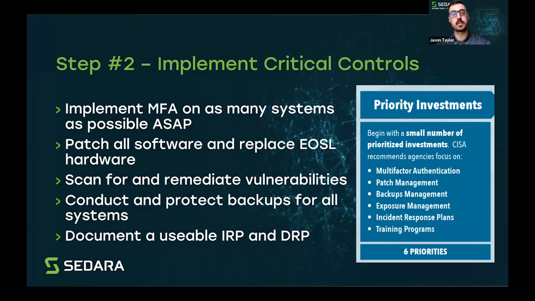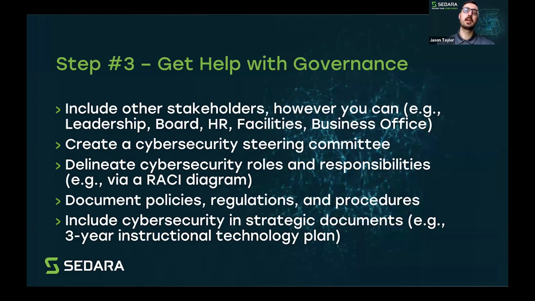Once those critical controls are in place, then I recommend get help with governance. We know now the NIST CSF has that focus on governance. We know we need organizational leadership involved. This is going to really help in the long term. So include other stakeholders however you can, other departments. Maybe that manifests in a cybersecurity steering committee. Maybe you're documenting roles and responsibilities for supporting the cybersecurity program through a RACI diagram, one that describes responsibilities, accountabilities, those who are consulted and informed.